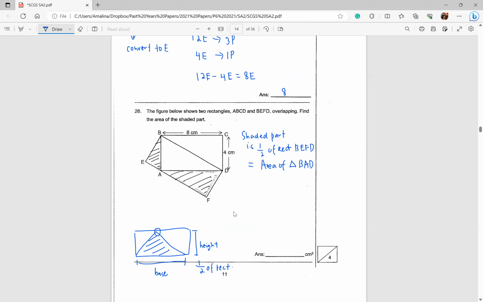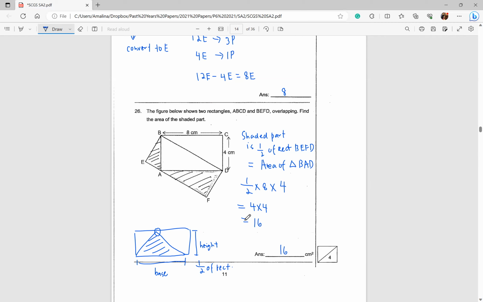So ultimately, if you want to find the shaded part, I will take half times my triangle here, BAD. So half times base of 8 and a height of 4. Okay, you get 4 times 4, which gives me 16. So my area of the shaded part is also 16 cm square. Okay.